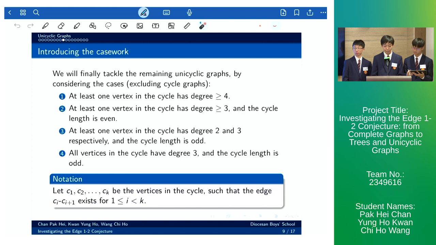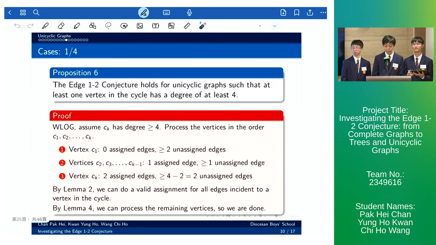The first case, where at least one vertex has degree at least 4, we will process a vertex with degree at least 4 last. We can see that every cycle vertex fulfills the property that the number of assigned edges is at most the number of unassigned edges. By Lemma 2, we can assign them validly, and we can process the other vertices by Lemma 4.